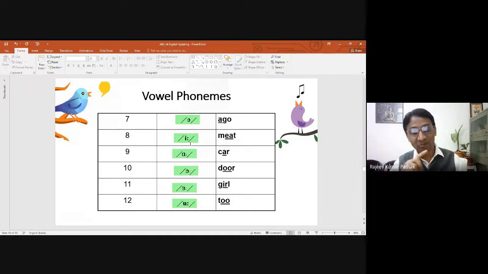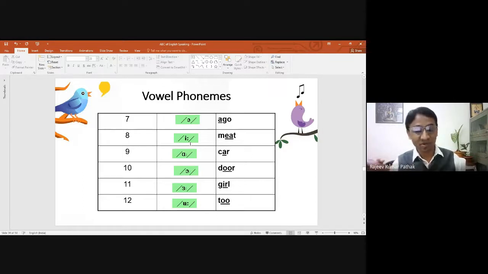So number 8 is the E sound, like beat. Earlier it was bit, B-I-T, bit, and B-E-A-T, beat. So bit is the number 1 sound, and beat, meat, heat are number 8. All right, so this is the longer E sound.